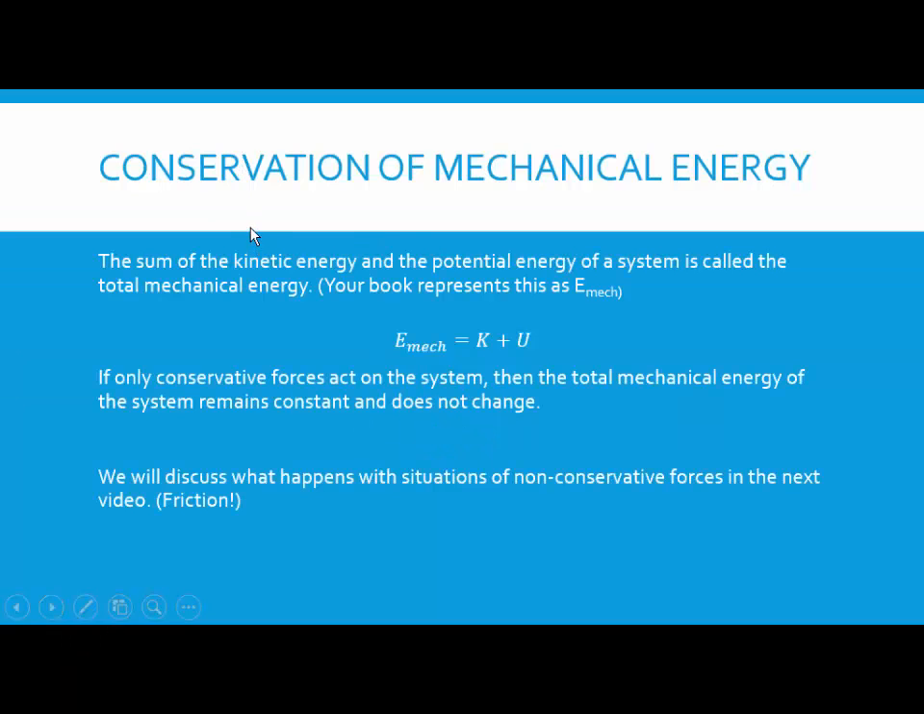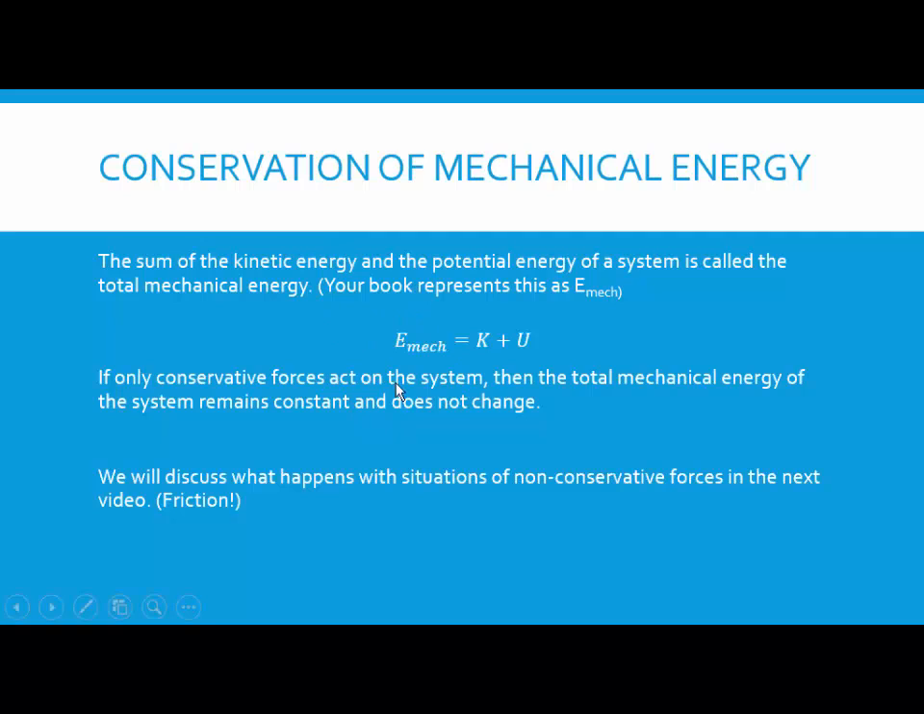You guys remember from last year that the sum of the kinetic and potential energies of an object is called the total mechanical energy of that object or system. Your book uses this notation, so I think we should probably stick with it so that you keep some consistency in your math and how you write your equations.